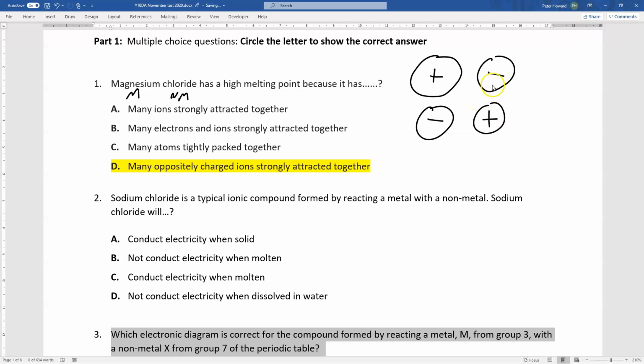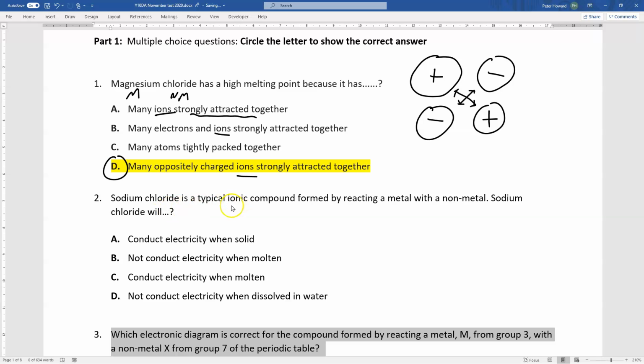So what have we got? We've got ions. So the possibilities are anything to do with looking for the word ions. Now what sorts of ions have we got? They're definitely strongly attracted together, so that sounds fair enough. But these two here are not attracted, and these two here are not attracted. What are attracted are opposite charged ions, so it's going to be D.